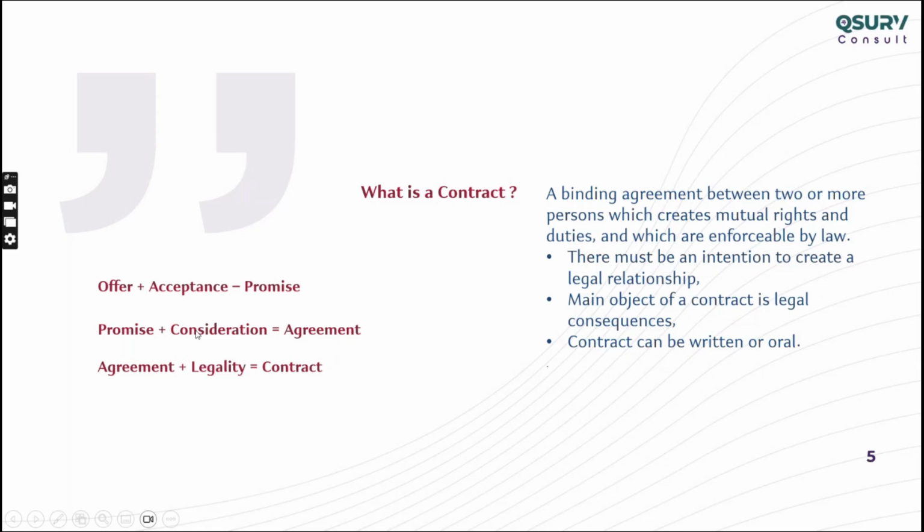That promise against money or a service is an agreement. But an agreement is not a contract. Only when the element of legality is added will that agreement become a contract. Sometimes you say, come, let's go for a movie. That's a promise only. But if he's not coming for the movie, I cannot sue him. I cannot file a case against him.